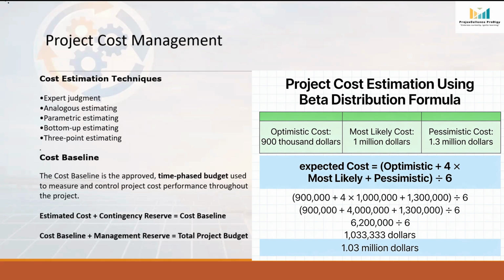So expected cost will be (optimistic plus 4 times most likely plus pessimistic) divided by 6. If you substitute the values in this formula, the answer we get is $1.03 million. So instead of simply assuming the cost is $1 million, the expected cost becomes approximately $1.03 million. This technique not only provides a more realistic estimate but also helps us understand the uncertainty associated with the estimate.